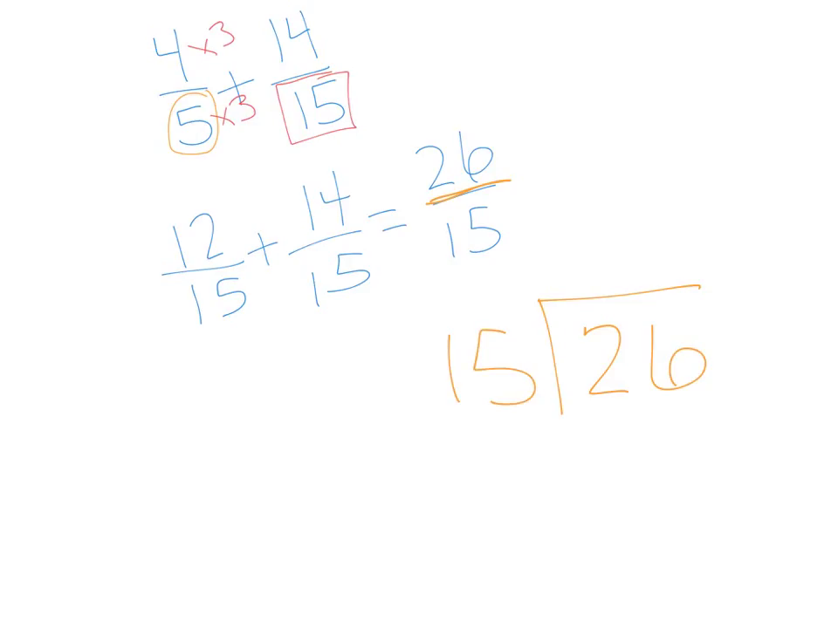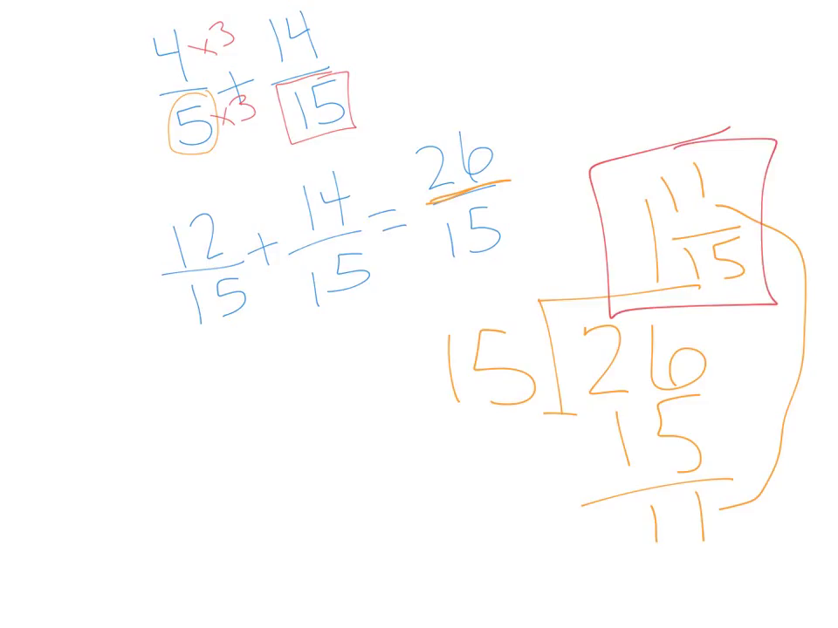Well, I know 15 times 1 is 15, and 15 times 2 is 30. 30 would be too much. So 15 can only go into 26 once. 15 times 1 is 15. 6 minus 5 is 1. And 2 minus 1 is 1. Remember that remainder becomes your numerator, and that denominator has to stay a 15. So my final answer to this problem is 1 and 11/15.